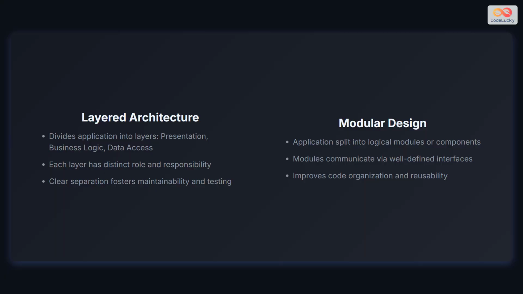Layered architecture divides the application into distinct layers, such as presentation, business logic, and data access. Each layer has its own specific role, which enhances maintainability and makes testing easier. Modular design further breaks the application into smaller, logically grouped modules or components. These modules communicate through clear interfaces, improving code organization and allowing parts of the application to be reused efficiently.